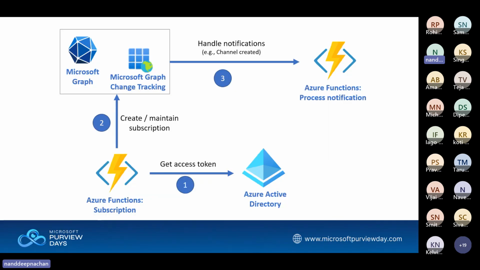Okay, so on the screen you can see that we have our Microsoft 365 environment, and then we have the major components here. For example, we have two Azure Functions, and we have Microsoft Graph change notification tracking. Firstly, we have an Azure Function which is only responsible for maintaining and creating the subscription, because whenever an event is happening, we want to hook to that particular event.